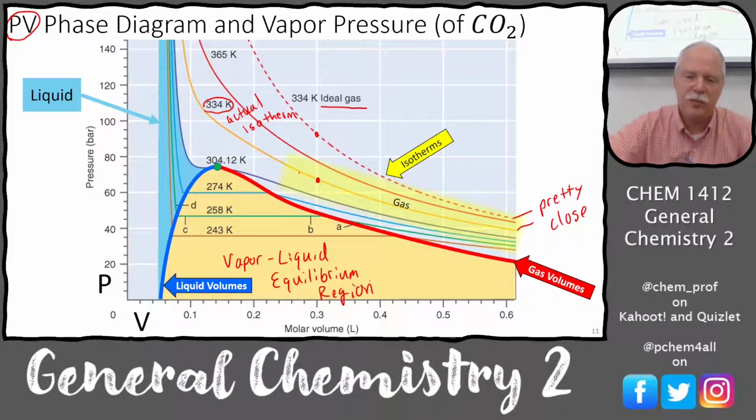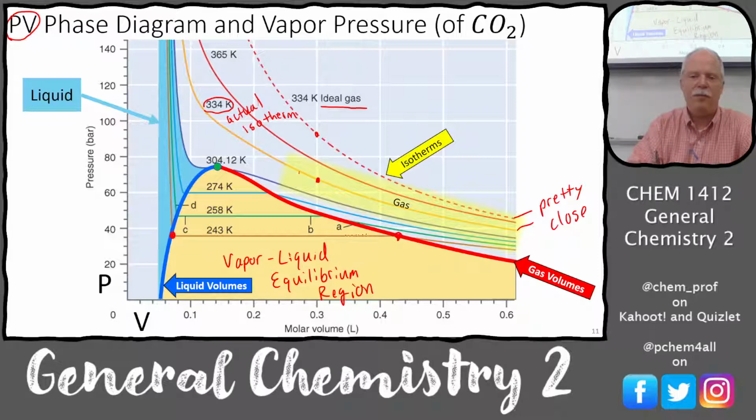Look what happens to that isotherm. So if I'm coming in here, I'm pressing on it. Here, at this point, liquid starts to form. And so this is the volume of the gas. This is the volume of the liquid. And so we form those liquid droplets.